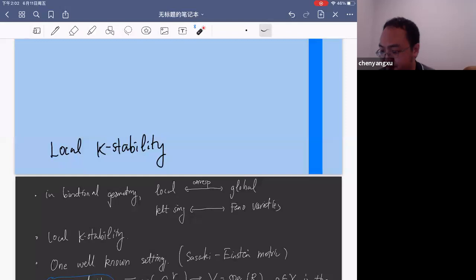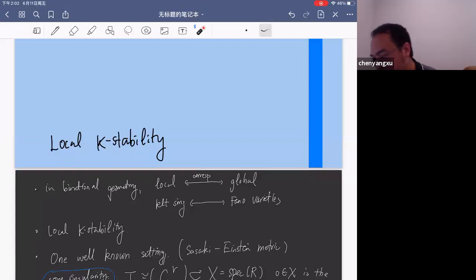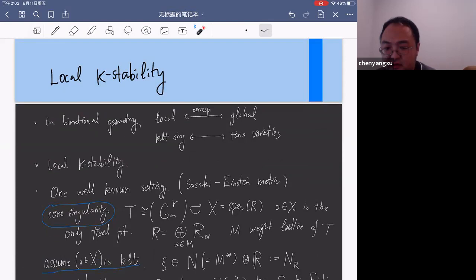In birational geometry, there is a well-known local to global correspondence, which says that if you consider the local as klt singularities, then the global should be Fano varieties, and often we allow singularities here, like Fano varieties with klt singularities. We have heard the global stability theory, like K-stability, basically all through the program. Now I want to talk a little bit about local K-stability.